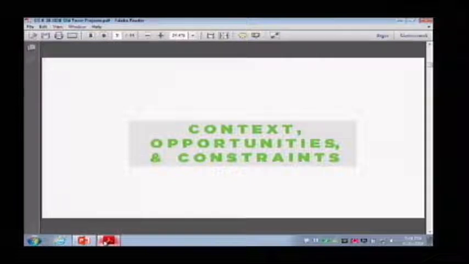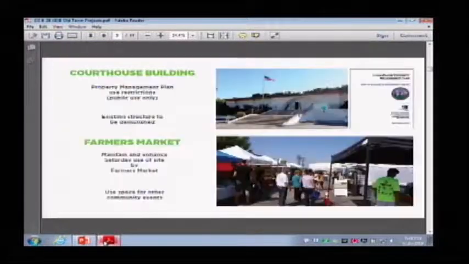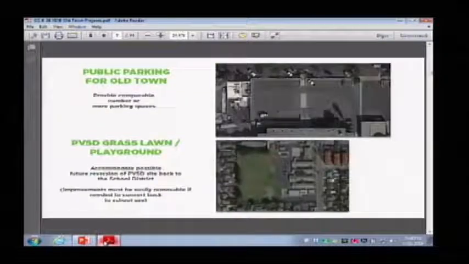For the courthouse, there were a number of ground rules. First, the property management plan established that the courthouse could only be a public use, and it really is currently slated to be demolished. The farmers market needs to be retained, and the space also needs to be available for other community events such as the major festival every year.